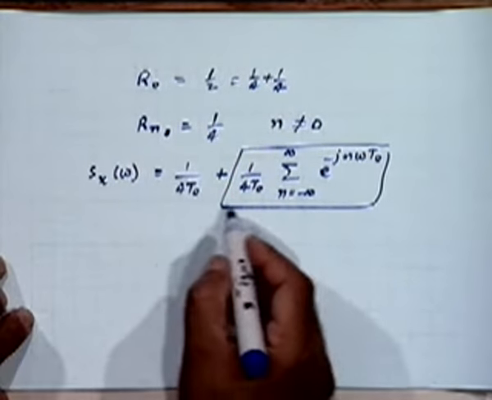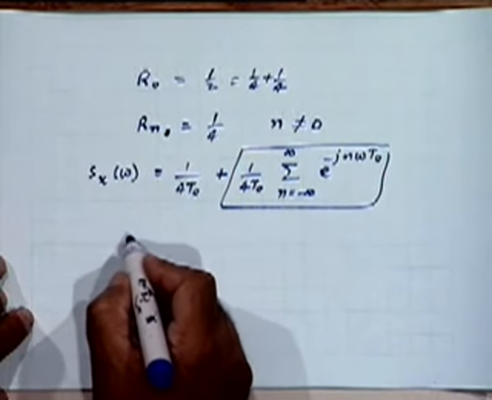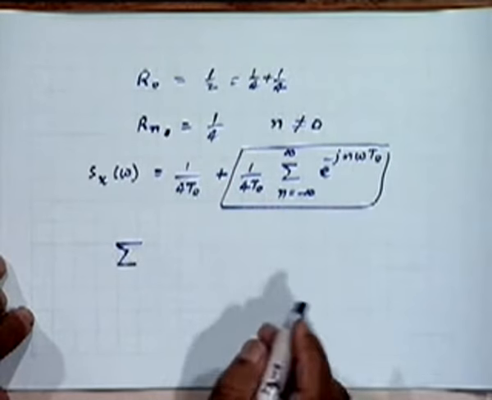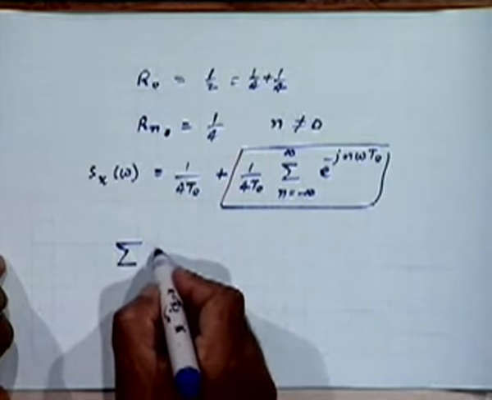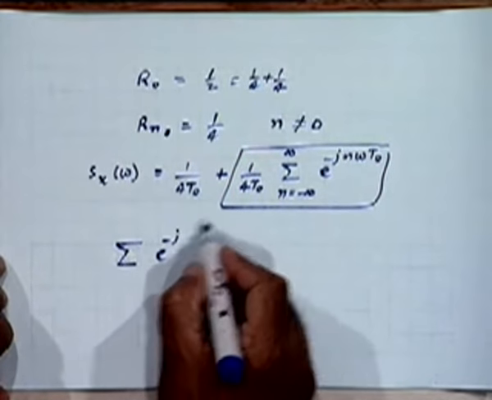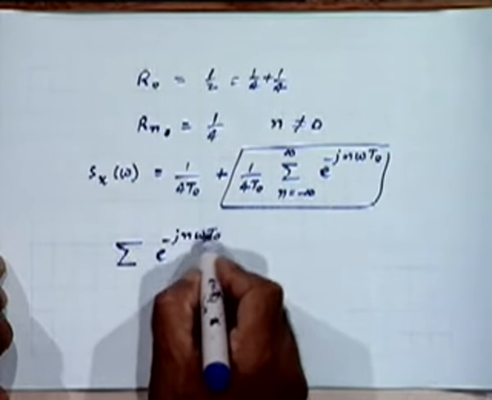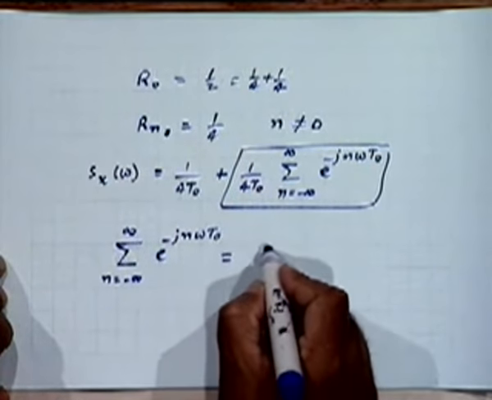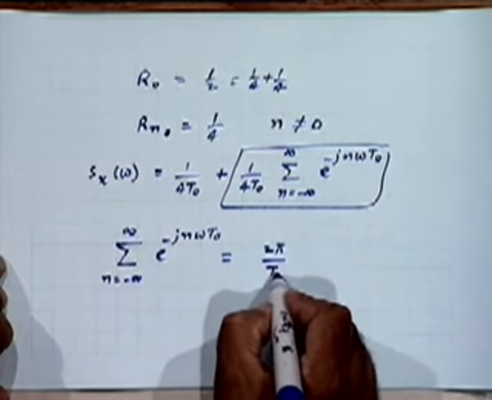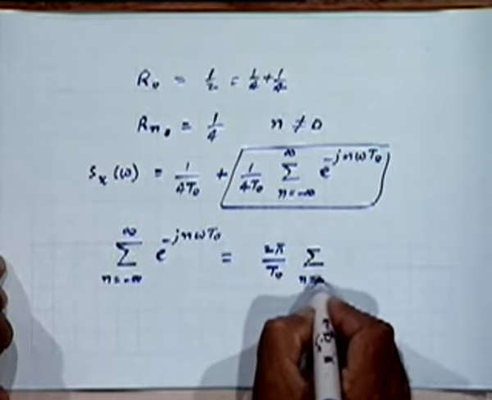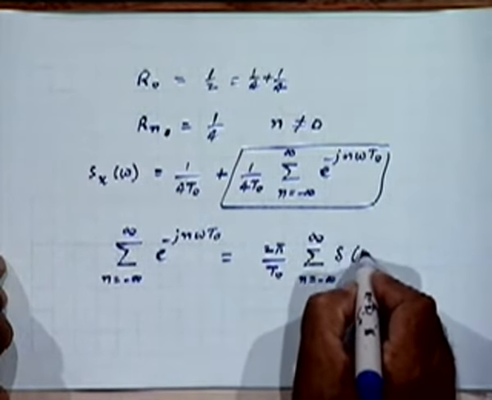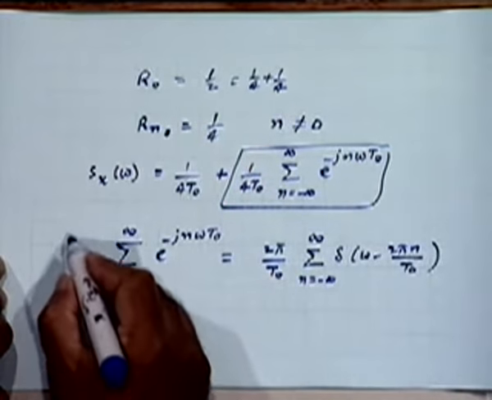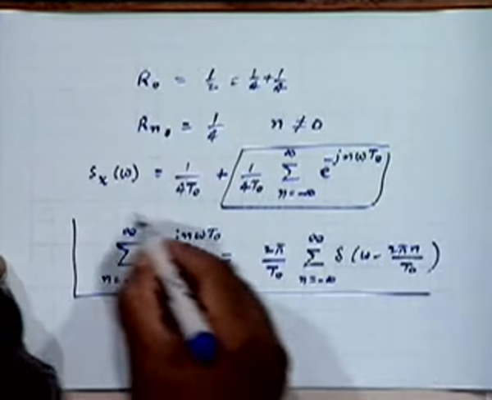Now let me give you a small exercise. If you don't know this result already, try to prove it. This is known by the name of Poisson sum formula. It can be obtained from simple background in signals and systems that we already have. We have a result: summation of e to the power minus jn omega T0, over minus infinity to plus infinity, can be written as 2 pi by T0 times delta omega minus 2 pi n by T0. Please try to prove this result.